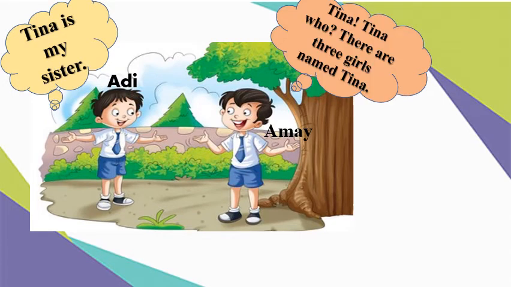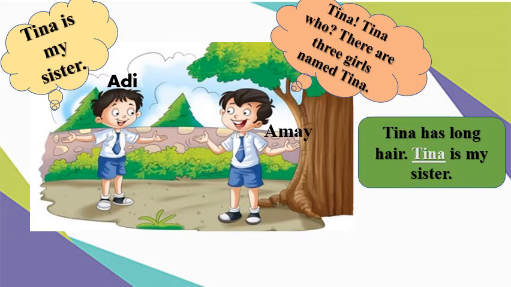Amey said, Tina? Tina who? There are three girls in the class and their name is Tina. So Tina who? So Adi said that Tina has long hair. Tina is my sister. What he said, let us read again: Tina has long hair. Tina is my sister. What he did here, he used the noun Tina two times. There must be a pronoun which will help us in replacing this repetition.